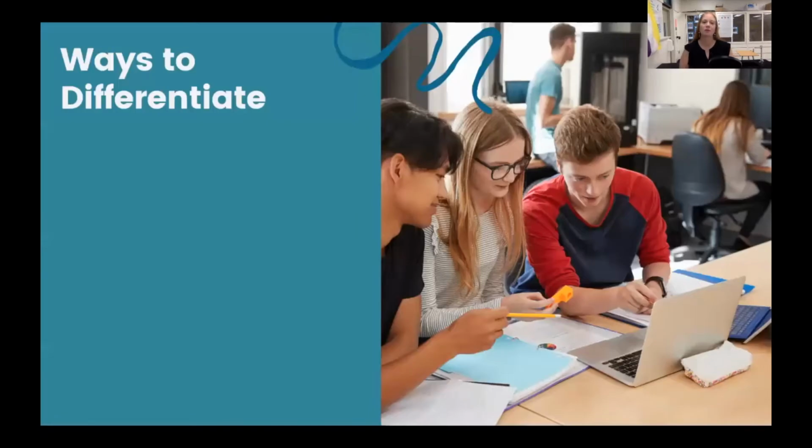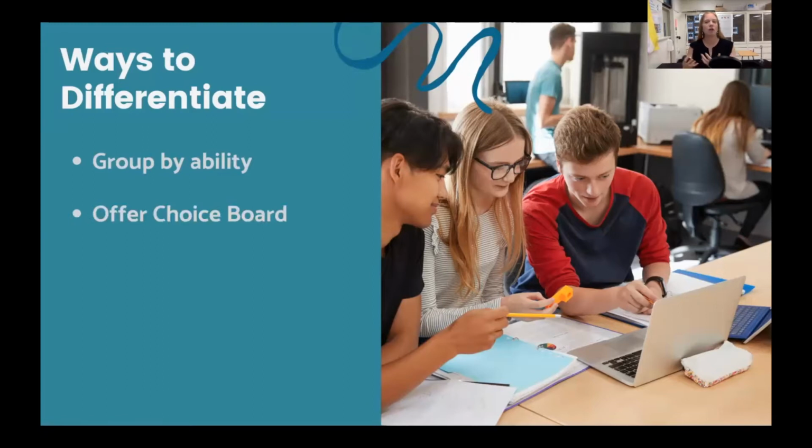So what are some different ways that we can differentiate now? Now that we have this data, how can we use that to differentiate and actually meet the needs of our students? We can group them by ability. We can offer choice boards, or at the last level, we can have student directed choice and we can differentiate for them. So what does that look like?